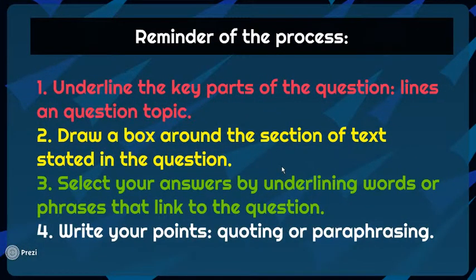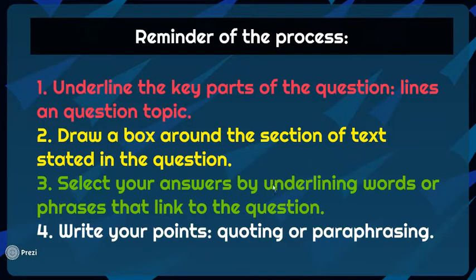So just a reminder of the process then. Try to think of it like a 4-step process. The first thing that you want to be doing is underlining the key parts of the question, so the number of lines that you're allowed to look at, and also the question topic. Secondly, you might like to draw a box around the section of text so that you are really clear with yourself as to what you can select and what you need to just ignore.